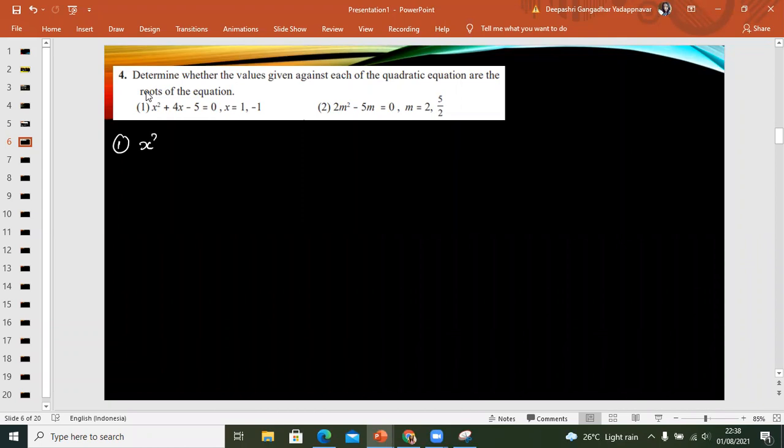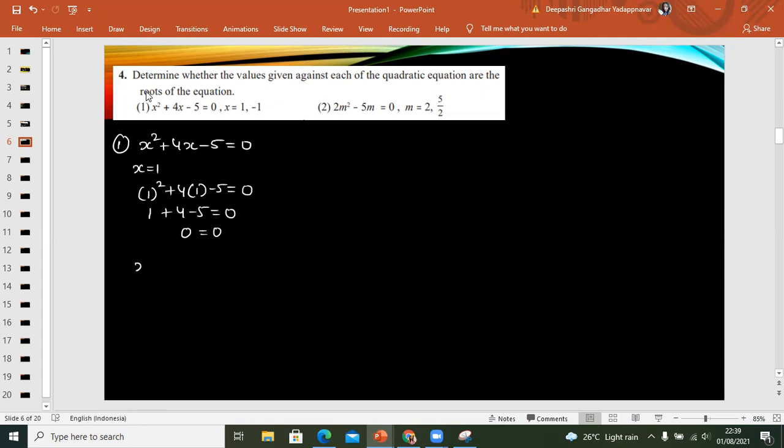First question here is x² + 4x - 5 = 0. To check whether x = 1 is a solution of this equation, I have to substitute x = 1 in this quadratic equation. Let's see whether I get 0. If I get 0, then it is a solution. Substituting 1: 1 + 4 - 5 = 0. 1 plus 4 is 5, 5 minus 5 is 0. So you are getting 0. That means x = 1 is a solution of this equation.